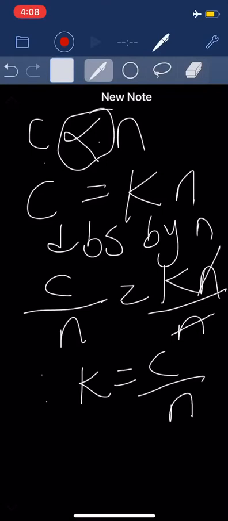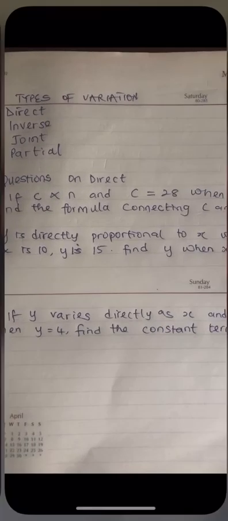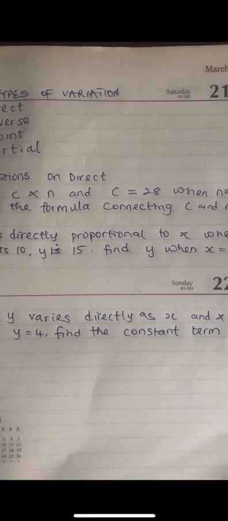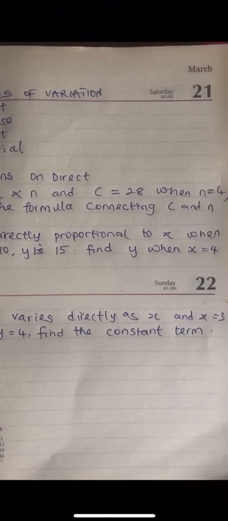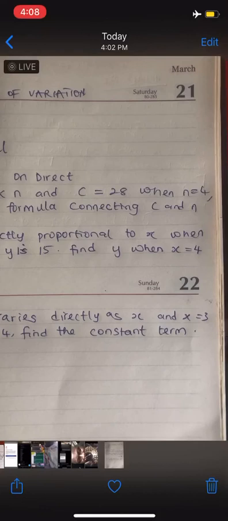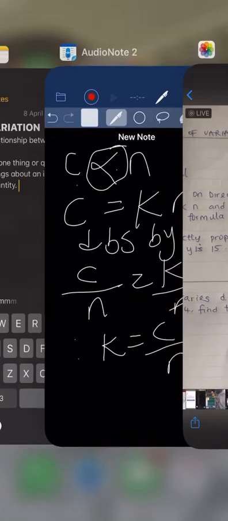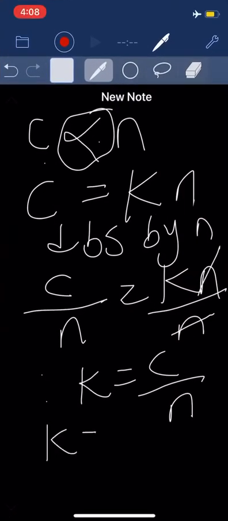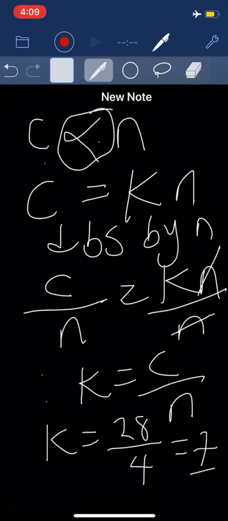So the next thing I want to do is to substitute the values that I was given. So I go back to this. The value of C given to me is C is 28 and N is 4. So wherever I see C, I'm going to put 28, and wherever I see N, I'm going to put 4. So I'm going to write K is equal to, instead of writing C, I write 28 over, instead of writing N, I write 4. So 28 divided by 4 will give me what? 7. So K is 7. So now I know the value of K.